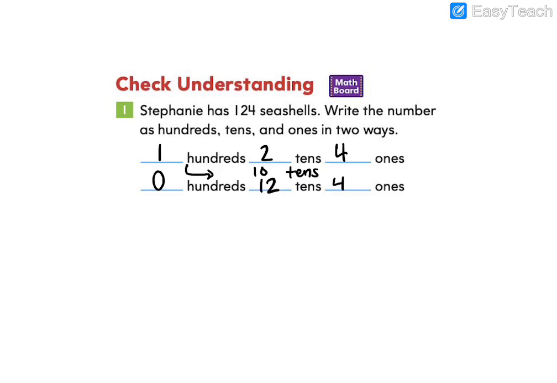Now there's another way we could write this. What if I thought about these 12 tens as ones? How many total ones are in the number? 124 ones.